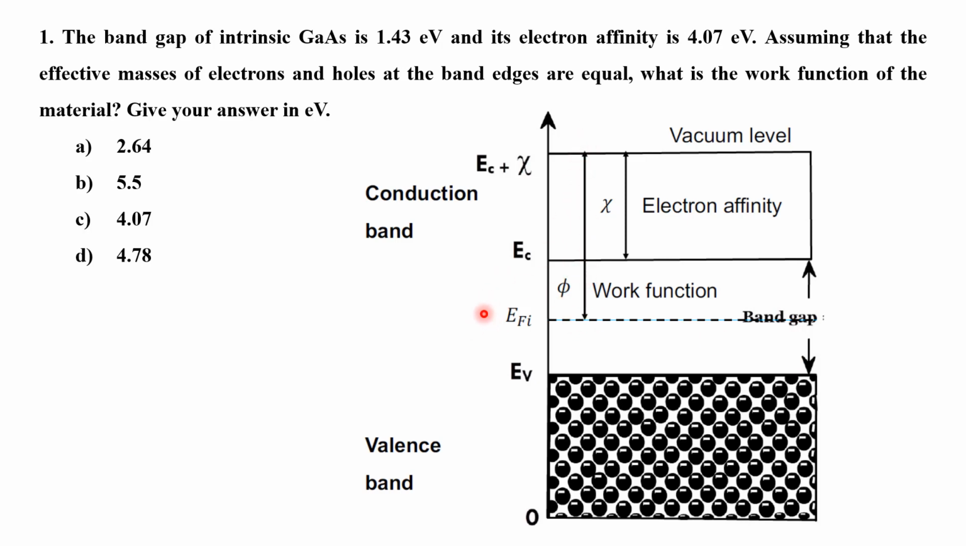If you know the value of the Fermi level, based on that Fermi level, you will be able to find out the work function. If you know the value of EFI, you will be able to calculate the work function. So what equation will we use? All this data is also given to you: the effective mass of electron and hole is equal, Eg is 1.43 and chi is 4.07.